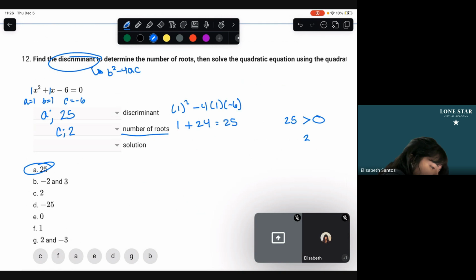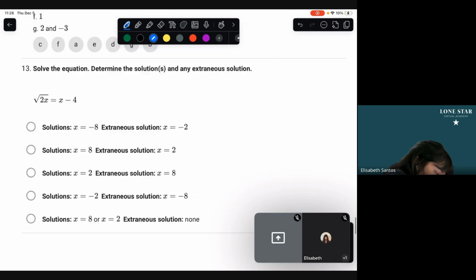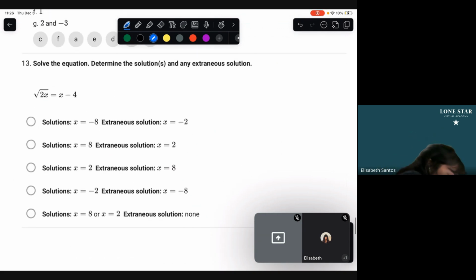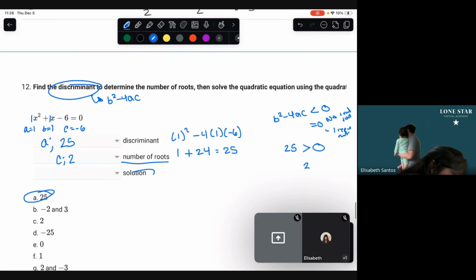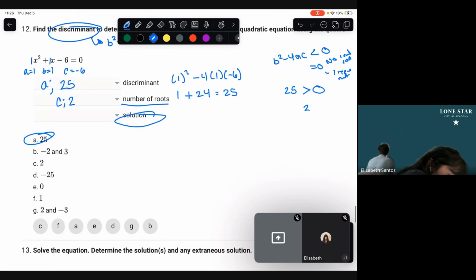Okay, if the discriminant is less than 0, it has no real roots. And then if it's equal to 0, it would have 1 repeated root. So we're going to move on to using the quadratic formula. x equals negative b plus or minus the square root.